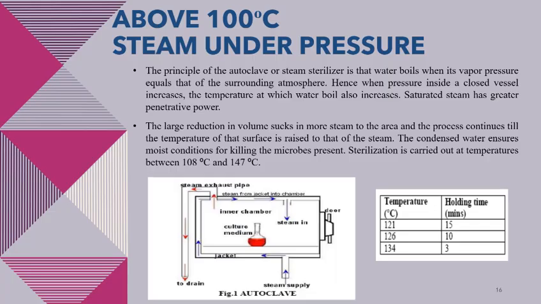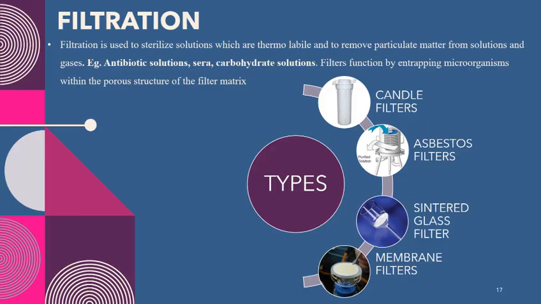The next physical agent is filtration, which is a mechanical method of sterilization where microorganisms are physically removed from liquids or air by passing them through a filter with pores. The mechanism here is size exclusion and sometimes adsorption. Microorganisms larger than the filter pores are trapped on or within the filter.